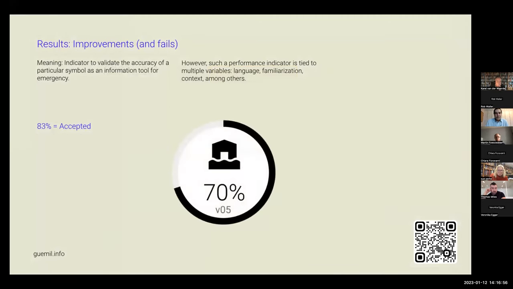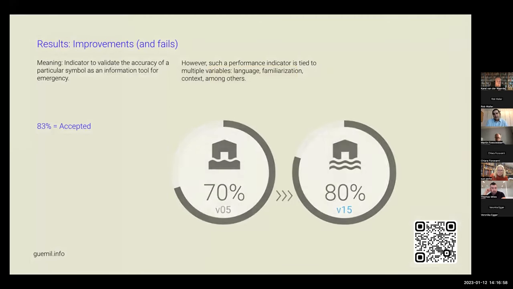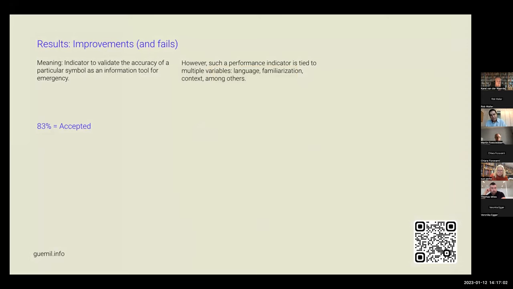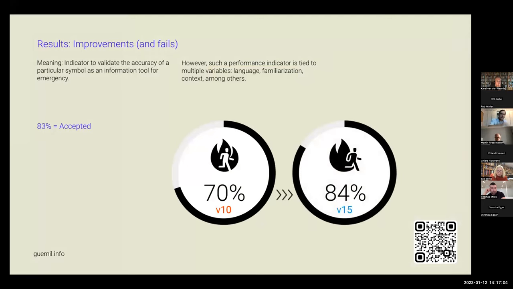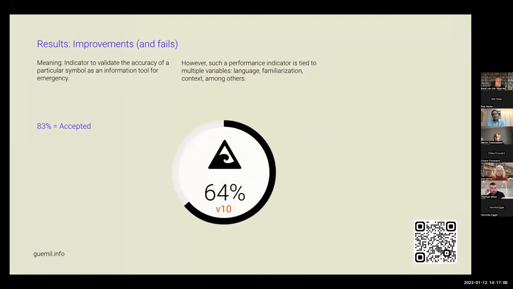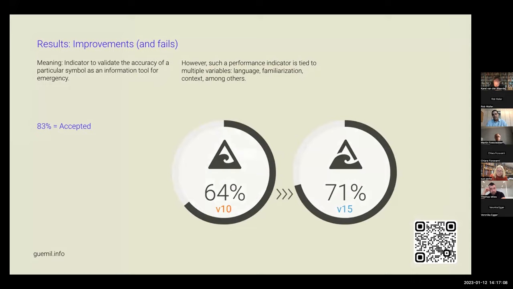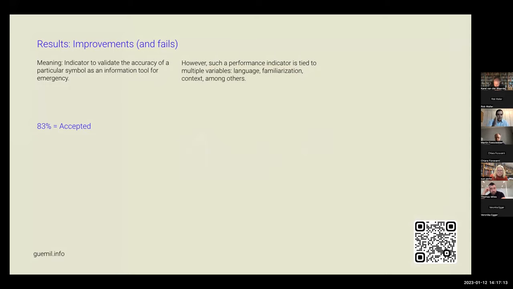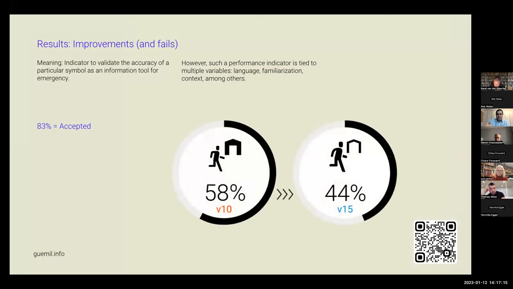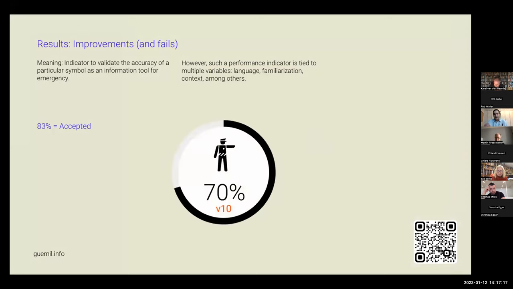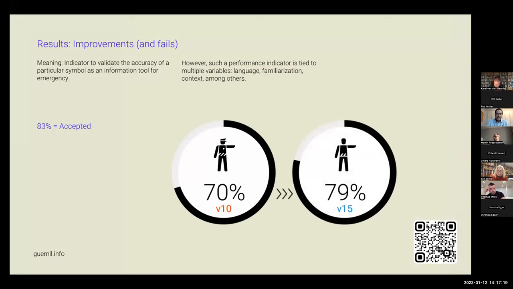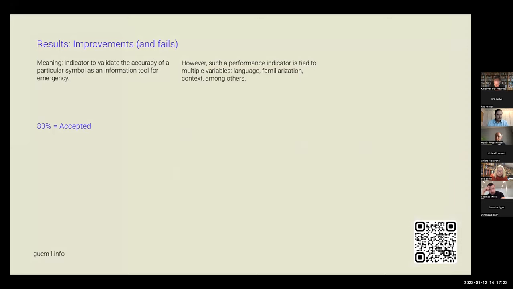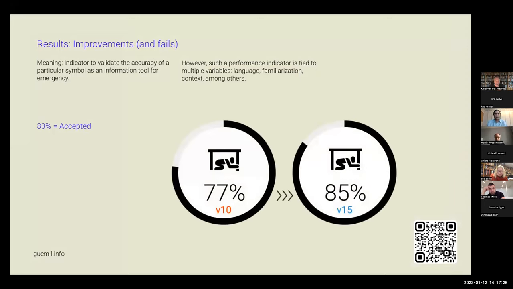In the results, we have also used these results to improve the design of the icons. We return to the graphic design. You can see here a selection from the different versions. We have passed from 58% to 44%. In this case, we have some fails also, and not all the icons reach the 83%. This is the other thing that you can recognize.